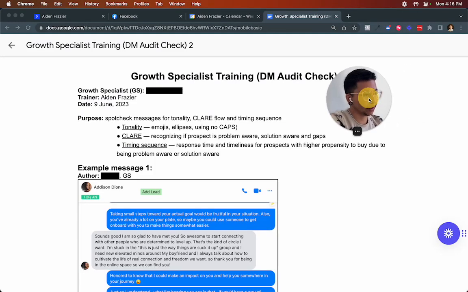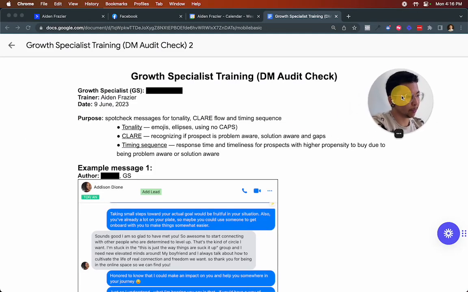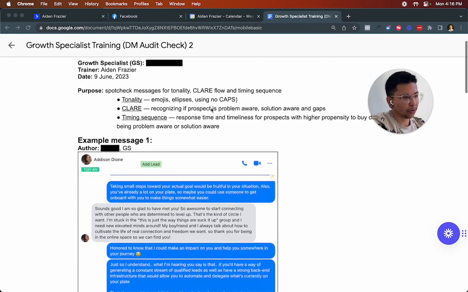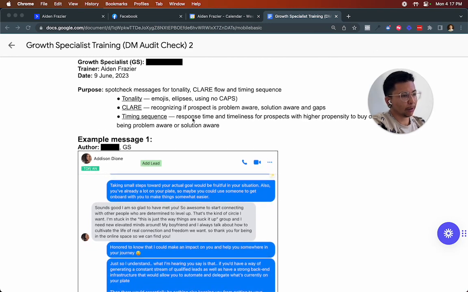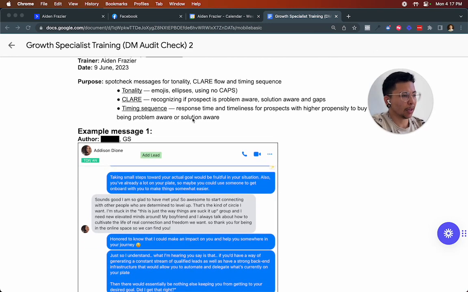All right, perfect. So in this growth specialist training, quick DM audit check, it's a review from Friday. What we are looking for ultimately in this audit are going to be three main things. Number one, are they implementing the CLARE method?